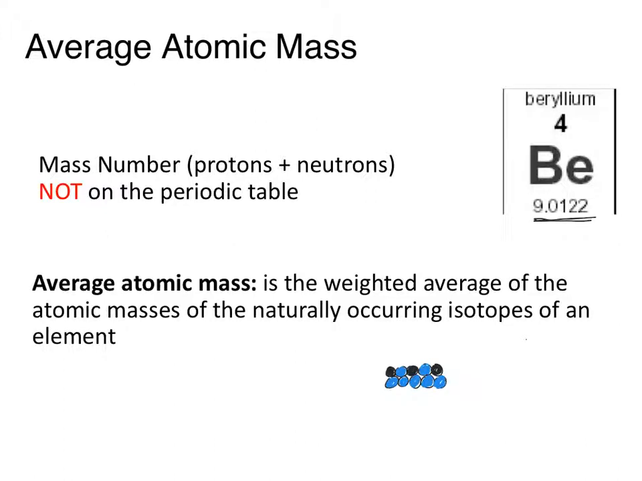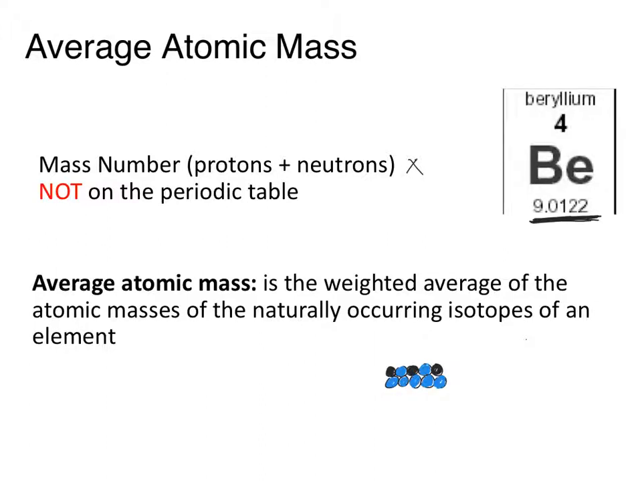symbols. So remember, this number here is not your mass number. Mass number is the number of protons and neutrons and is not found on the periodic table. The number that you see below is actually the average atomic mass. And now, average atomic mass is actually a weighted average of the atomic masses of all the isotopes that occur naturally for that specific element.